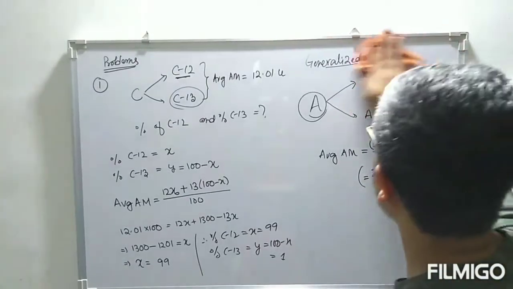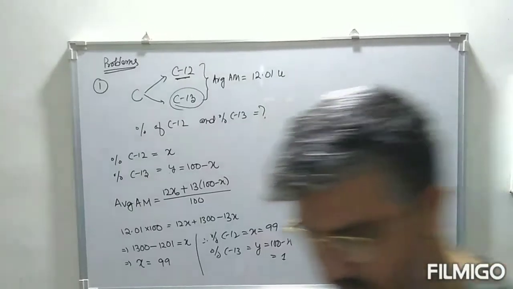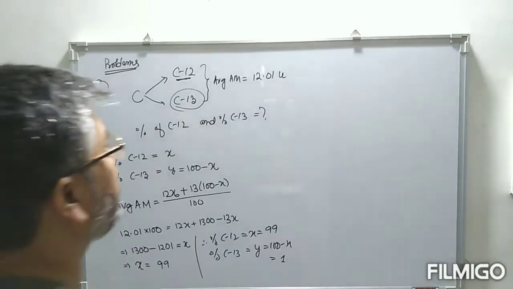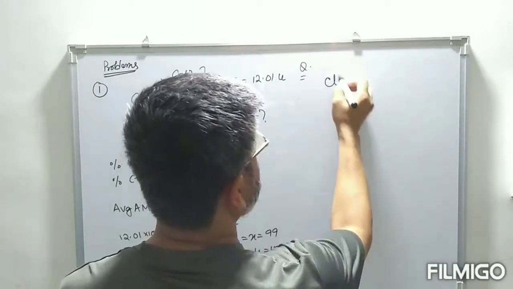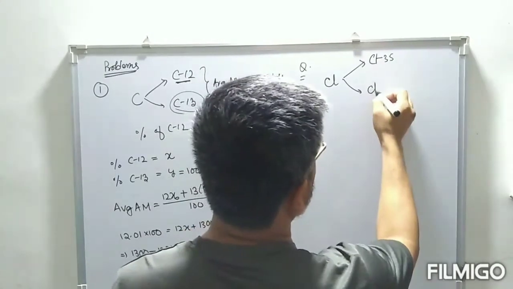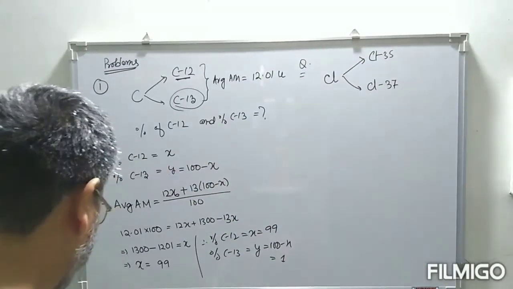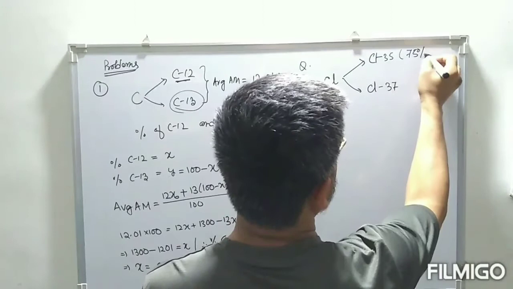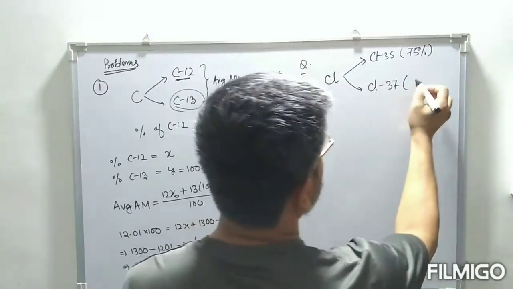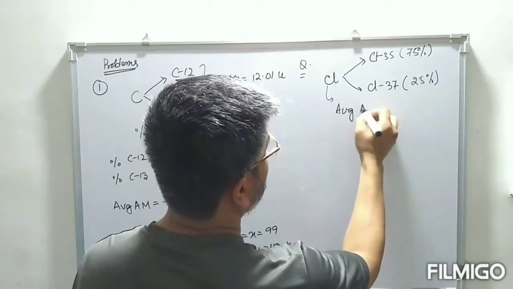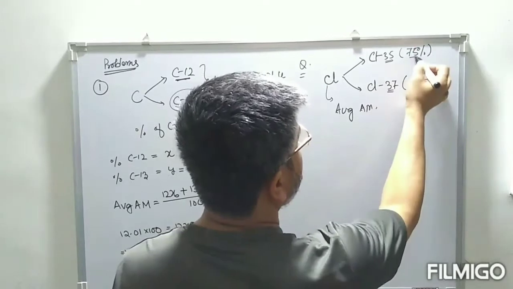Let's take up one more example here. In nature, chlorine exists in two isotopic forms. Chlorine isotopic mass 35, chlorine isotopic mass 37, and the percentage abundance of chlorine 35 is 75%, whereas the percentage abundance of chlorine 37 is 25%. Then what is the average atomic mass of chlorine? So we have isotopic mass, we have percentage.